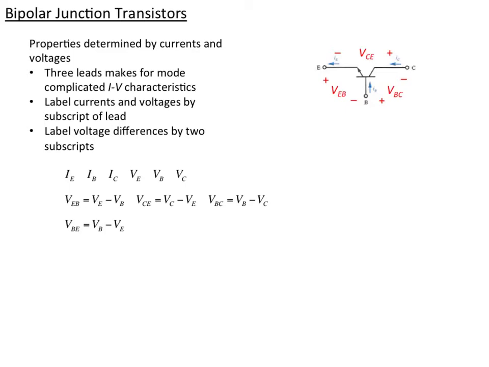useful. And so usually we'll label voltages and currents by the subscript. So the current that flows on the emitter we'll call IE. Likewise, the voltage on the base we'll call VB. And then to describe the difference in voltage between two of the leads, we'll talk about VEB, which is VE minus VB. Likewise, for any combination, it's the voltage of the first subscript minus the voltage of the second subscript.